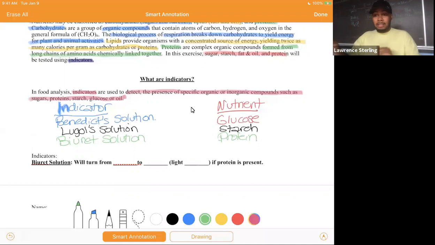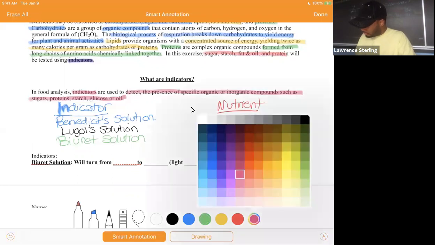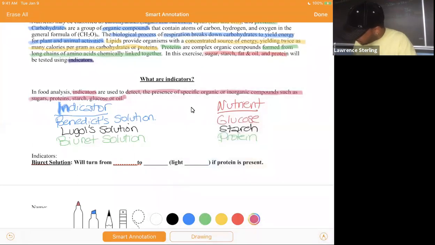And then last but not least, this one is probably most familiar to you guys, oil. And we use a brown paper bag. Last but not least, we have oil, or sorry, brown paper. It's going to test for the presence of oil, which is our lipid. Okay?